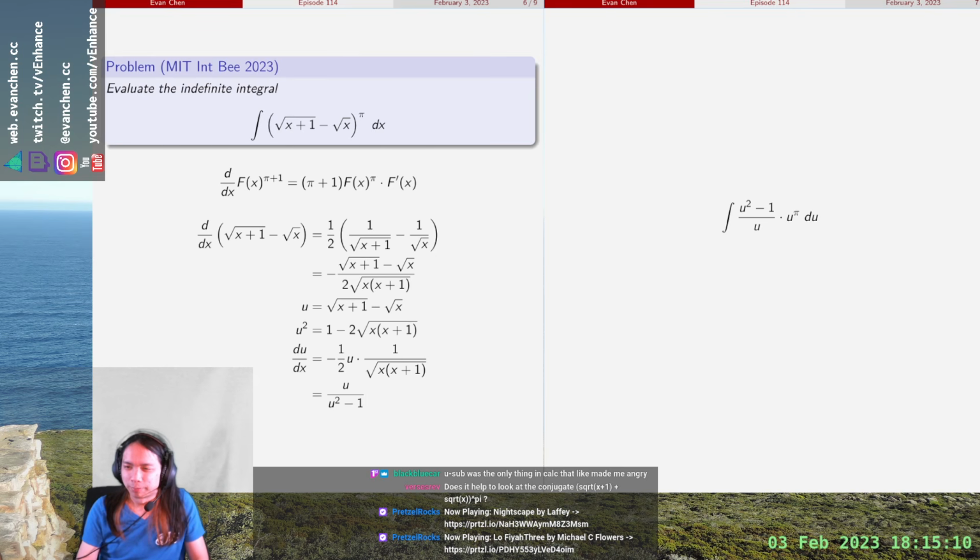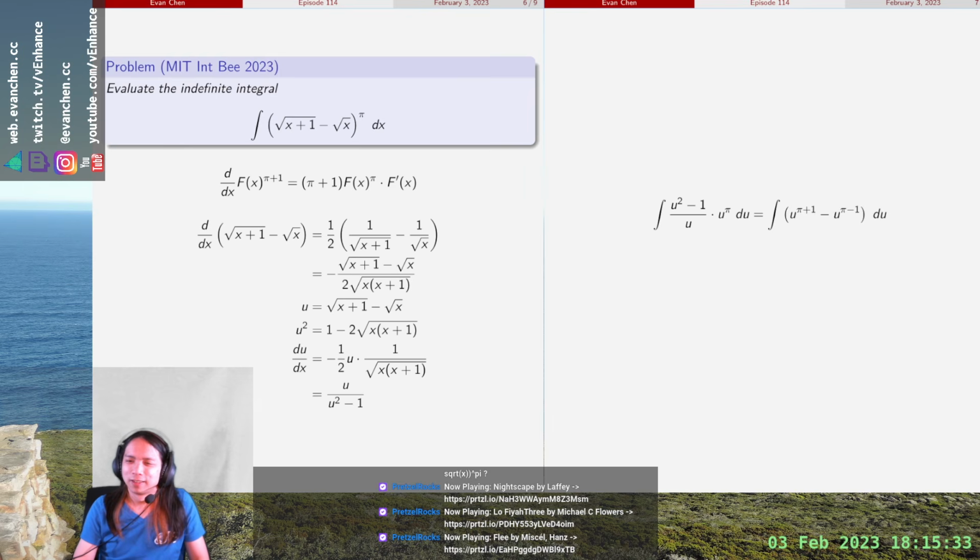All right, we're all good. Everything's fine. This better work. No, this has to work, right? Minus u to the pi minus 1 du. And then that is 1 over pi plus 2, u to the pi plus 2, minus 1 over pi, u to the pi, plus a constant, and then we put u back in. So u is equal to root x plus 1 minus root x.